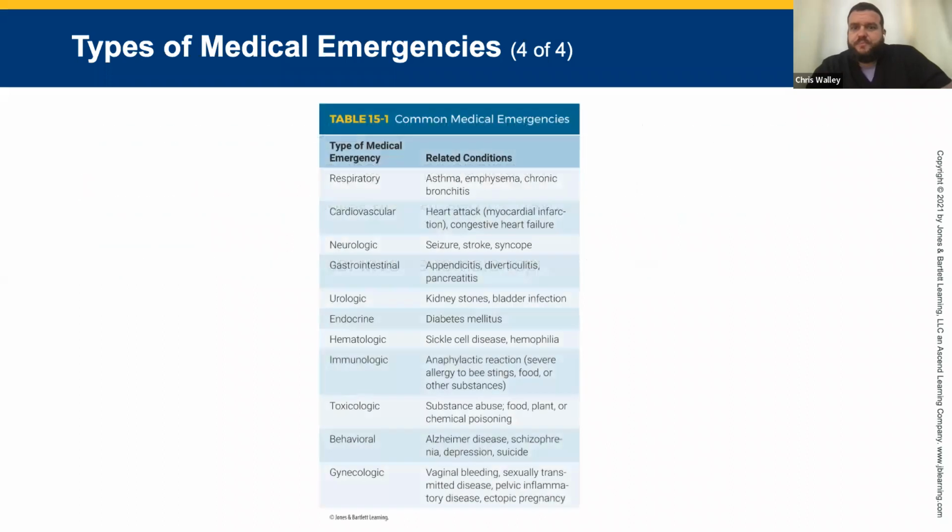It's my point. Here's the table of different types of emergencies, what we just went over. It's in your book on 15-1. It's just the table of contents, which shows you how the emergencies are broken down.